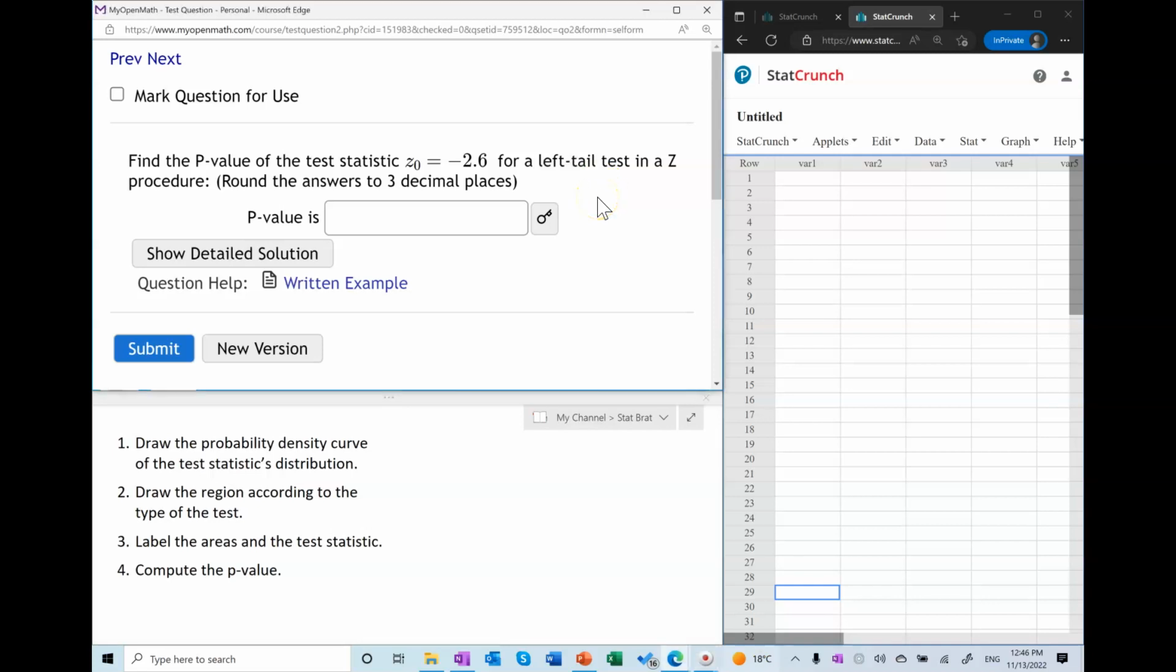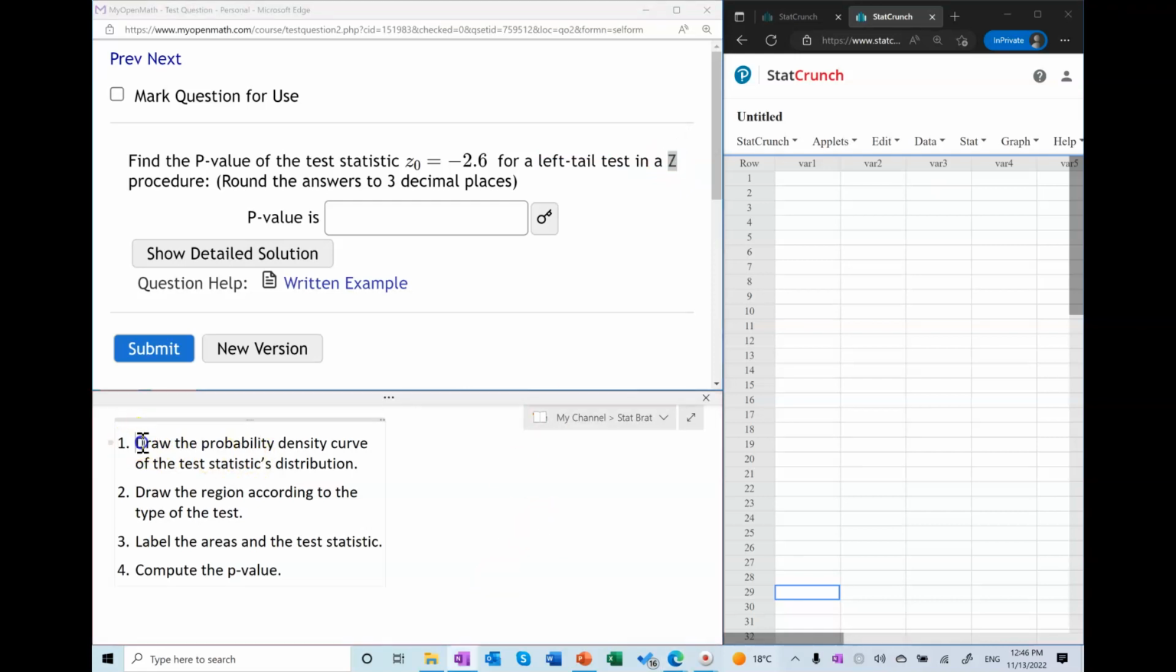In this tutorial, I will show you how to find the p-value in a z-test. In order for us to be able to find the p-value, we have to be provided with the test statistic. We have to know whether we have a left tail, right tail, or two-tail test. And we also have to know the distribution that is involved. In this case, it is z.